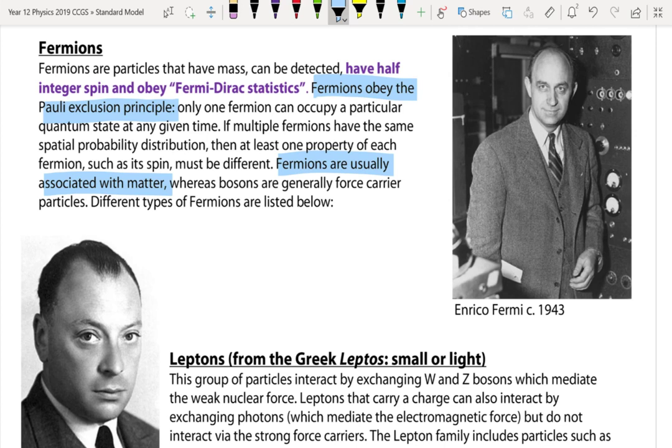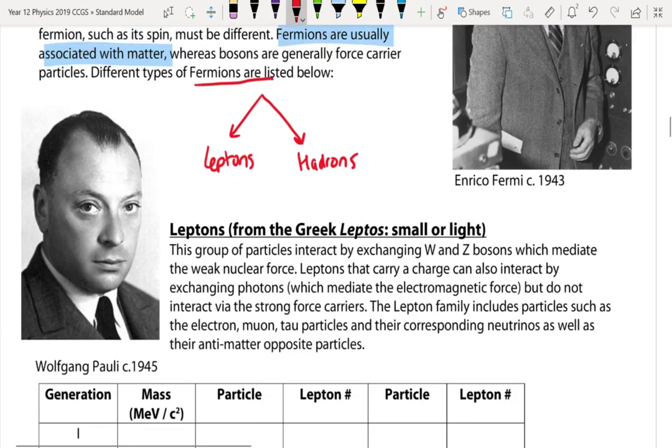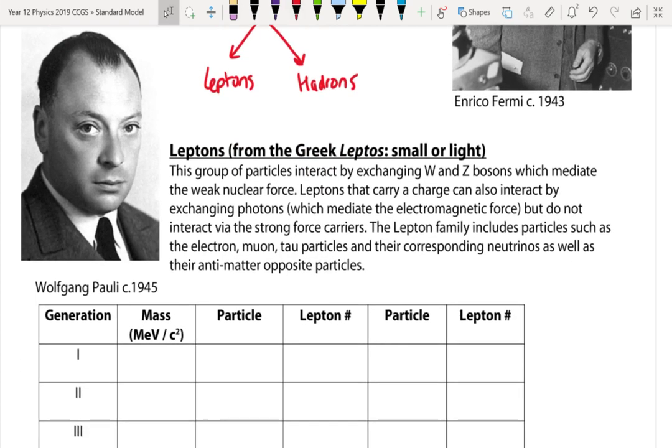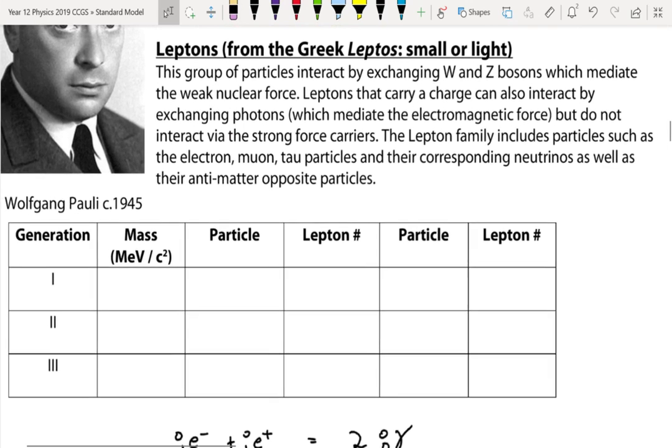So Pauli, his exclusion principle, also supported this. All the science coming together and agreeing. Now, this is our first split. You're either a lepton, so fermions can be split into leptons or hadrons. Now we are going to look at leptons, from the Greek word leptos, meaning small or light in mass.